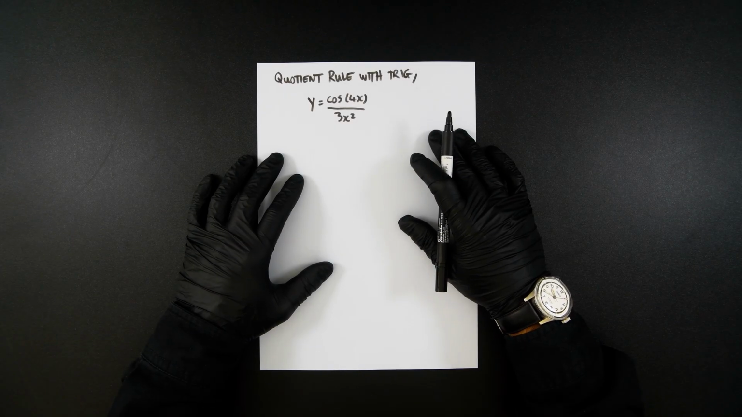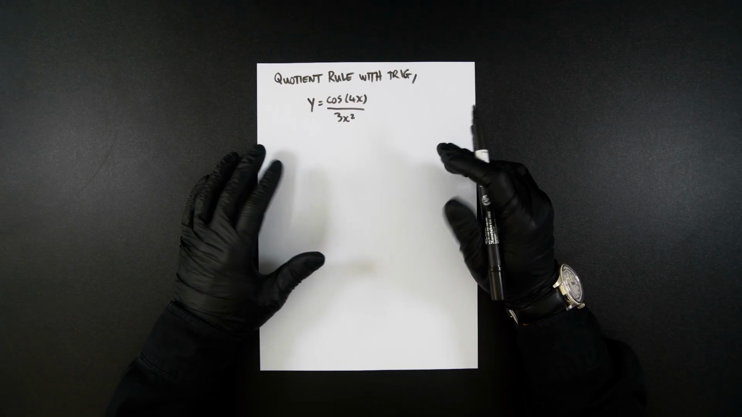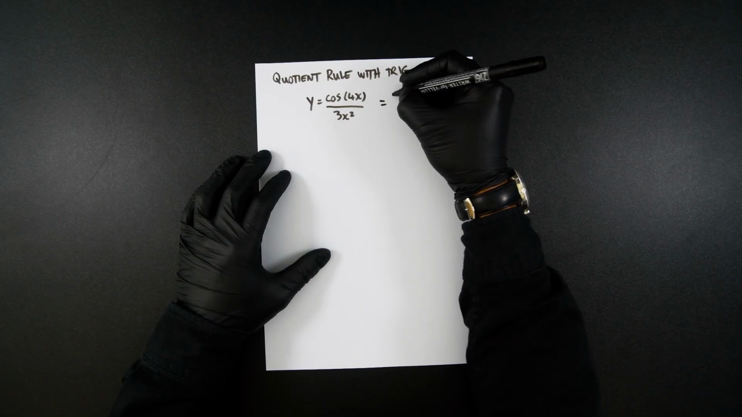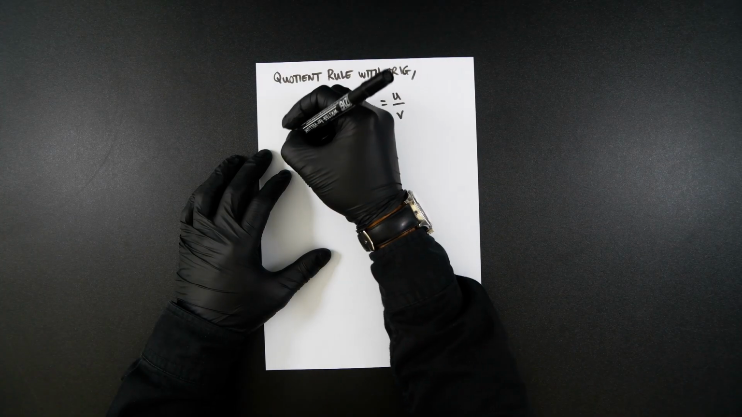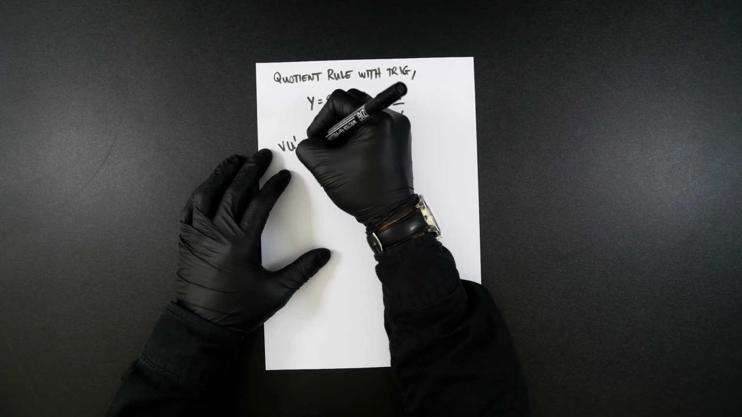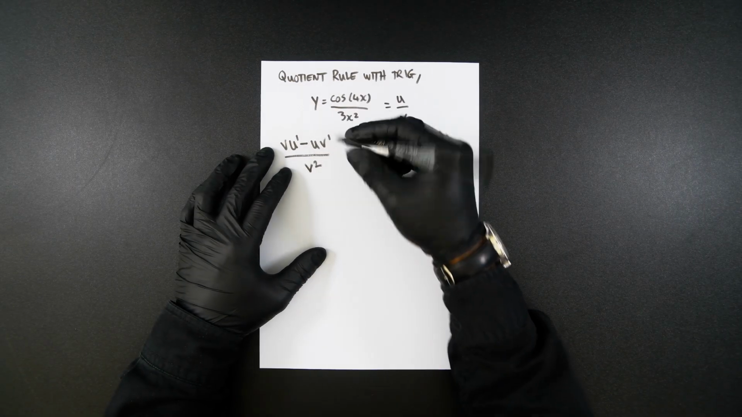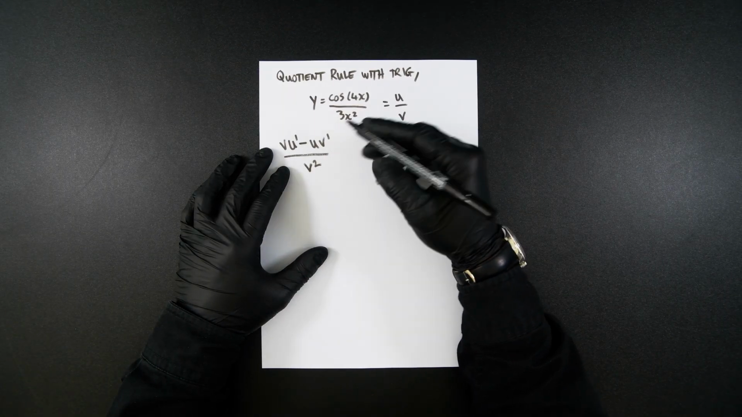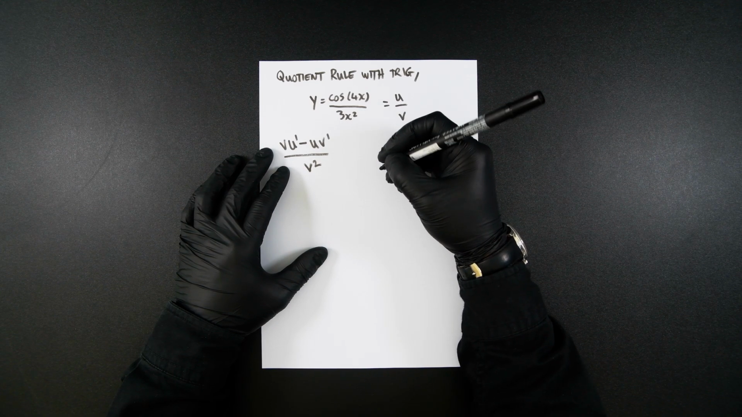You should be familiar with the quotient rule and how to use the chain rule. If you're not, please head to the description where I've provided videos on both of those. We know that the numerator is u and the denominator is v. Our quotient rule formula is u' v minus u v' over v squared. u' is the universal notation for du/dx, and v' is the universal notation for dv/dx.